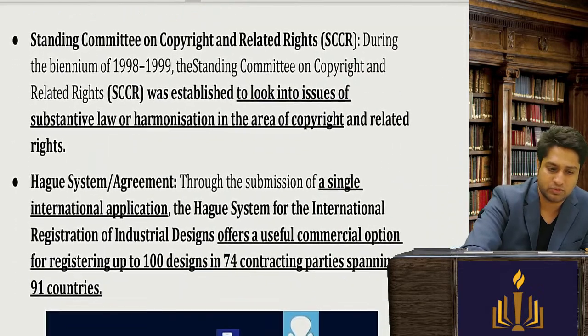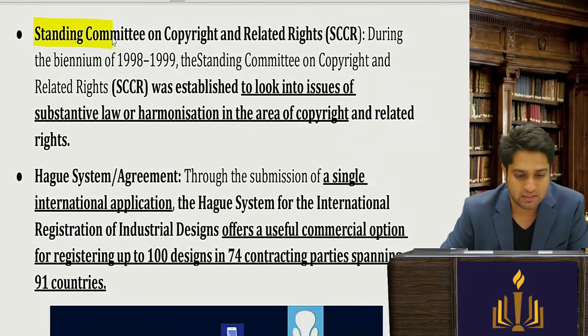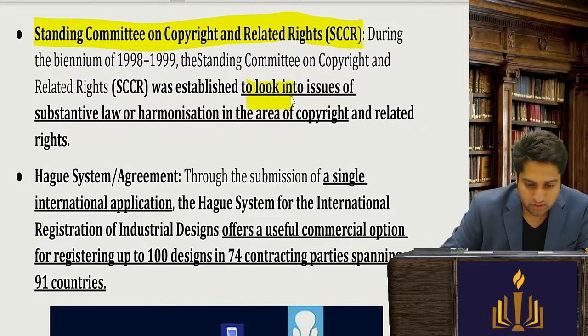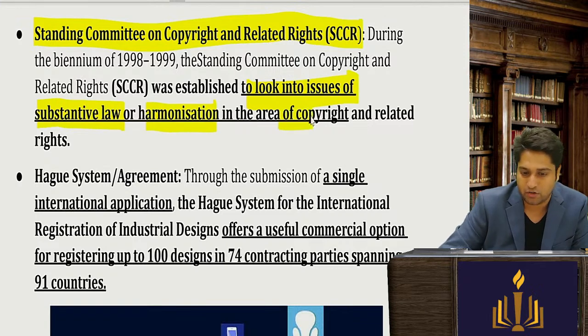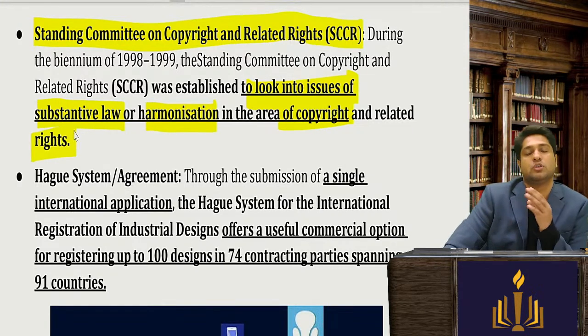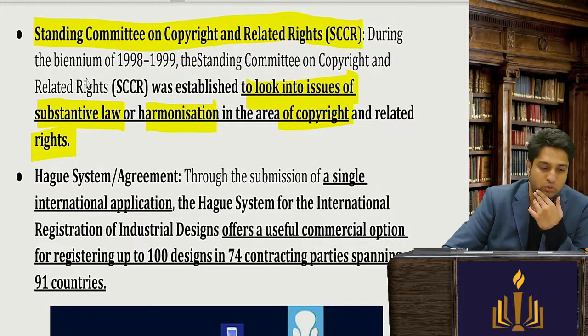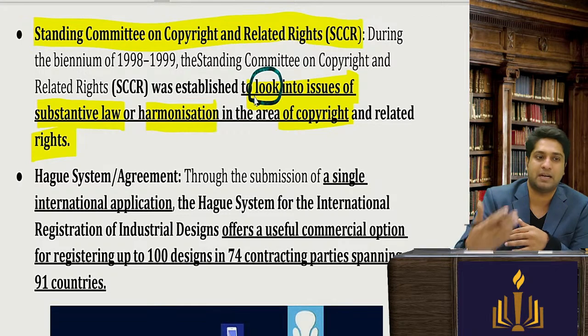Then coming to your standing committee on copyright and related rights. Now with respect to this committee, they look into the issues of substantive laws or harmonization in the area of copyright. So there are two kinds of laws. One is procedural laws, the other one is substantive laws. So the standing committee will look into which areas of laws need to be amended, etc.